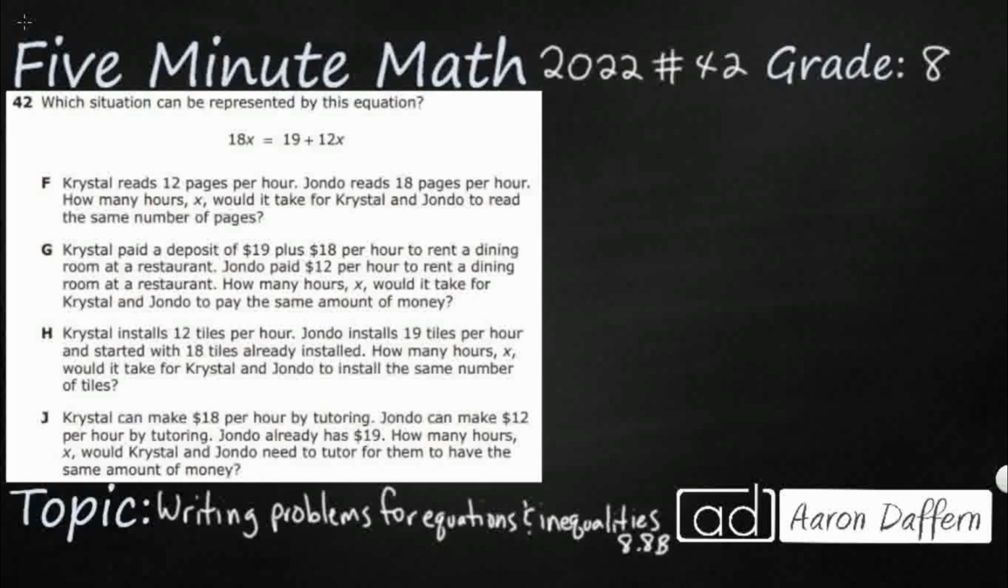So we've got a basic equation here, 18x equals 19 plus 12x. Which situation could best be represented by this? Well, let's read each of these problem situations, see what kind of equations pop up. So F, Crystal reads 12 pages per hour. John Doe reads 18 pages per hour. So how many hours? All right, so x is going to be our hours, so 12 pages per hour, that's 12x. John Doe reads 18 pages per hour. How many hours would it take for them to read the same number?